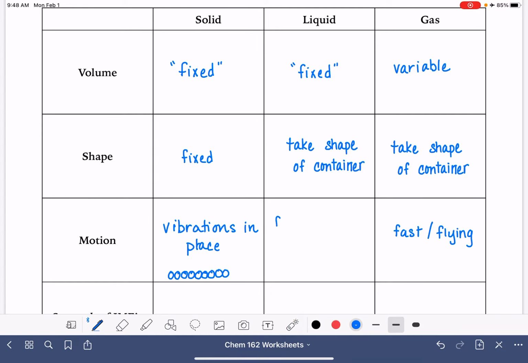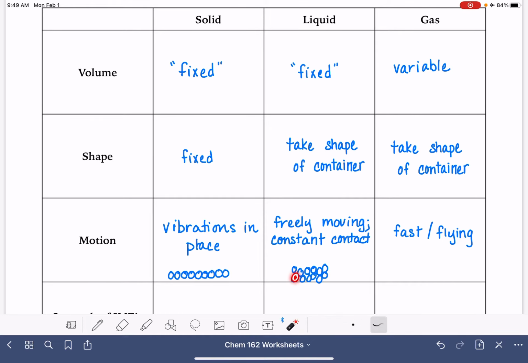Liquid molecules are freely moving, not anywhere near as fast as a gas. They are in constant contact with each other, which is also different from a gas. The gas molecules are not in contact with each other as they're moving around. So the liquid molecules, let's make like a little sample of liquids here. These molecules are freely moving around.